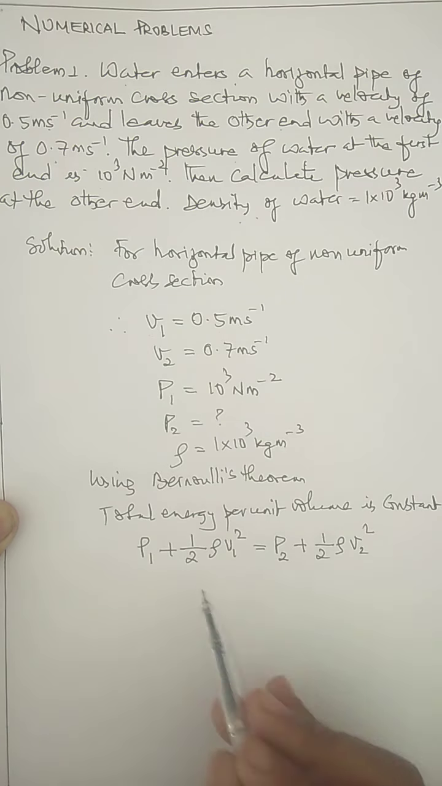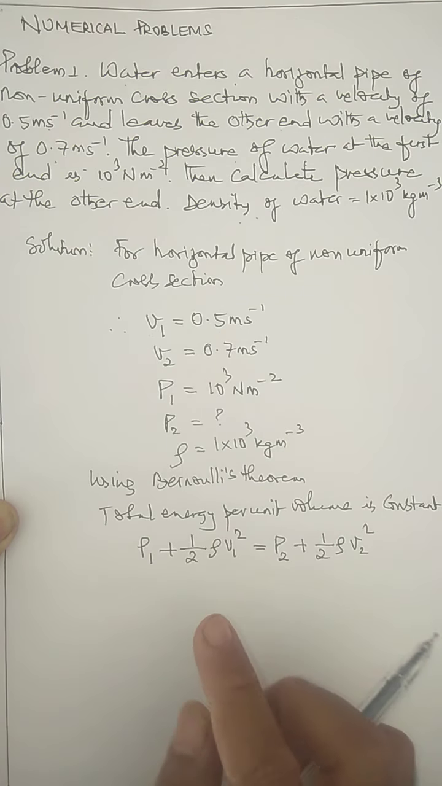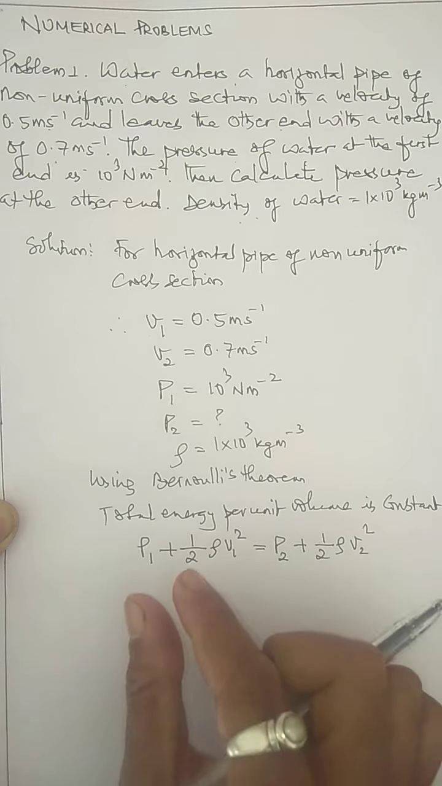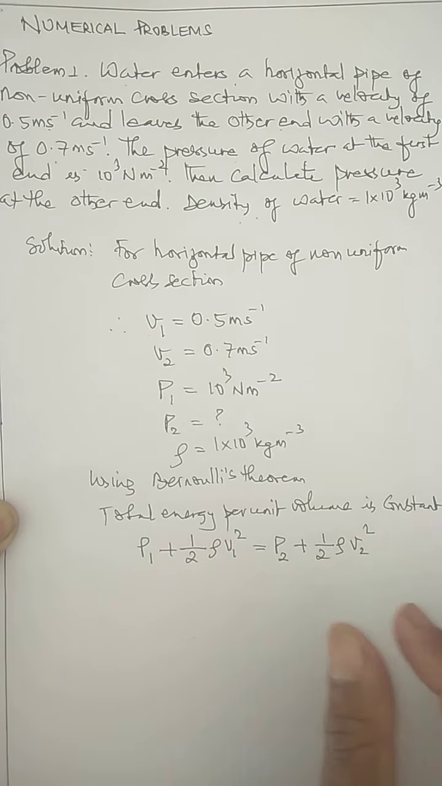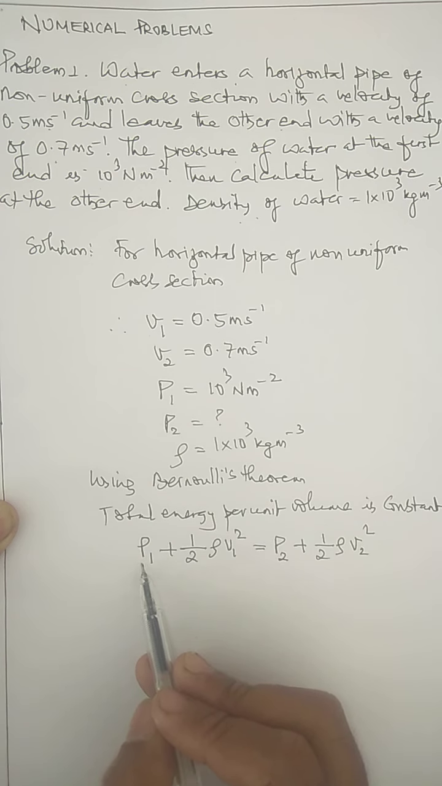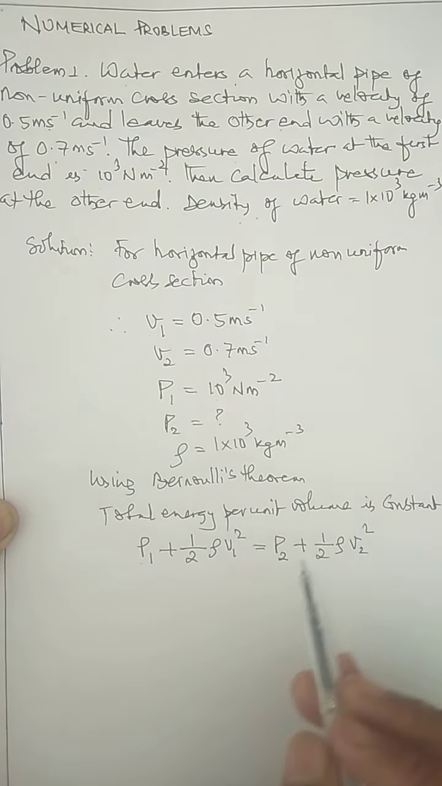That means these two energies remain constant. Means the pressure and kinetic energy entering at one end must be equal to the pressure and kinetic energy leaving at the other end. But this P1 is the pressure entering at the first surface, and P2 is the pressure leaving from the other surface.